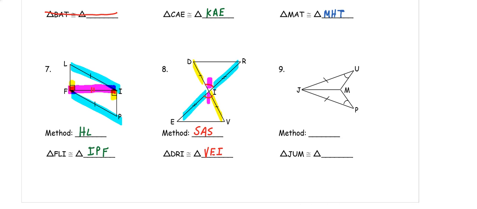In number 9, I know that I have reflexive properties, so JM is congruent to JM, so I have one set of sides, two sets of sides, and one set of angles. The problem here is that the angles are not included in the sides, and they are not right angles, so I actually can't prove that the triangles are congruent yet. I would need more information. So right now my method would be none, and I can't write a congruency statement because I don't have enough information.